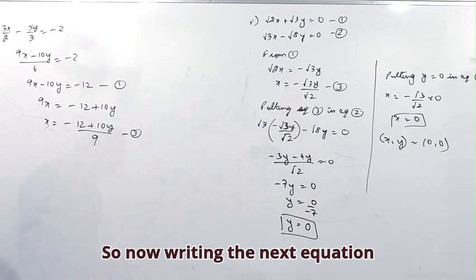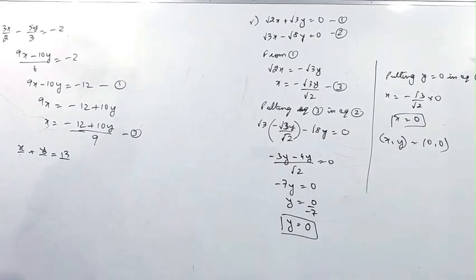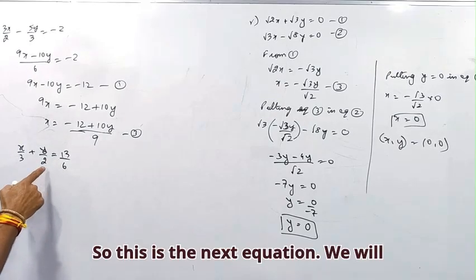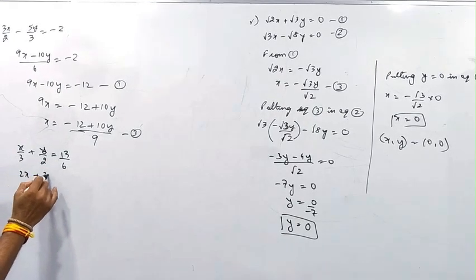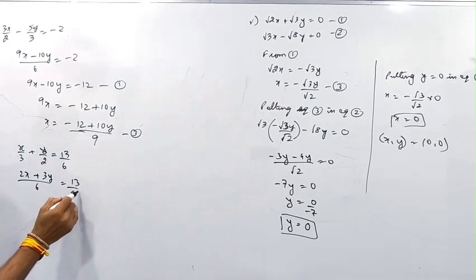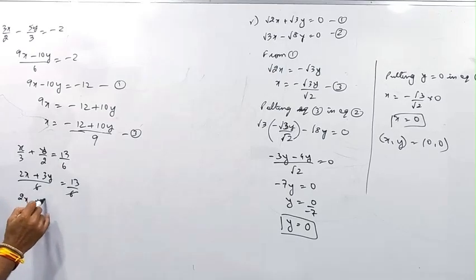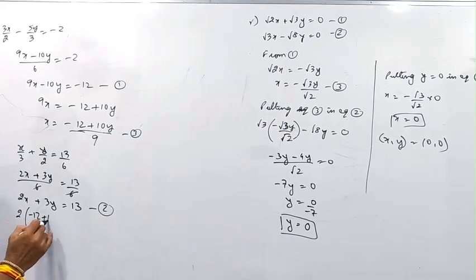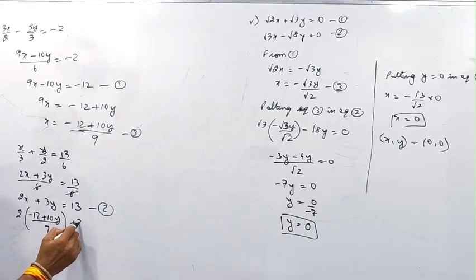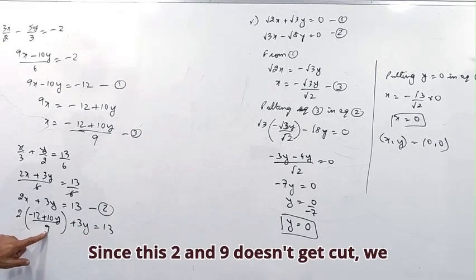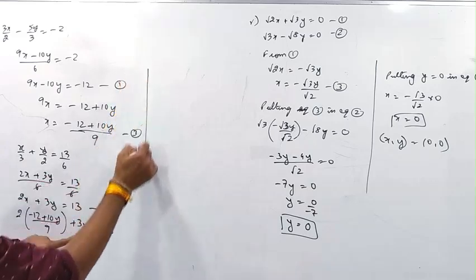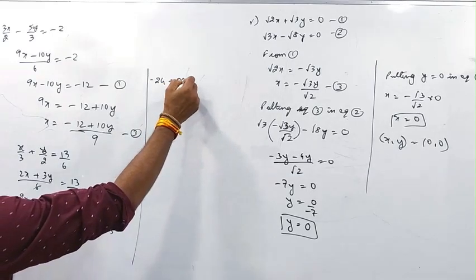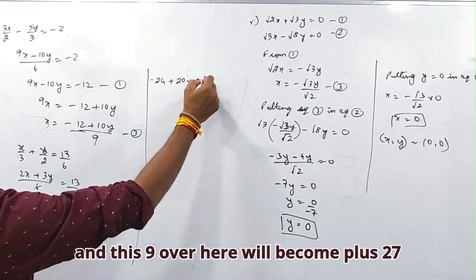So now writing the next equation. So this is the next equation. We will take the LCM. 6 gets cut. We will mark this as equation number 2. Substitute this x value over here. Since this 2 and 9 don't get cut, we have to take LCM over here. So multiply this 2. And this 9 over here will become plus 27y.